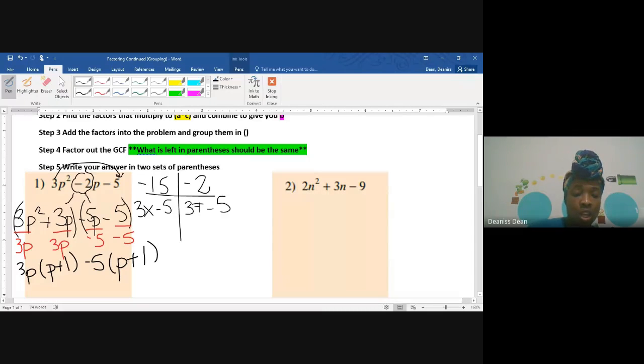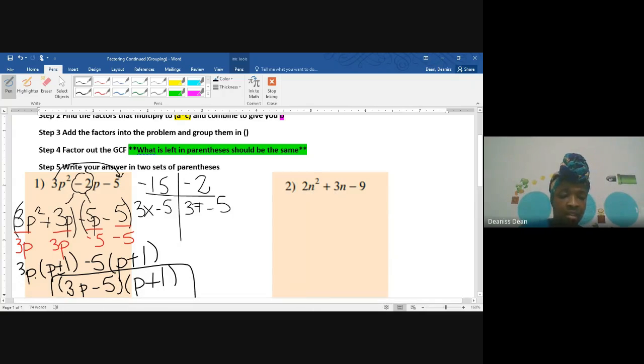So we had the same thing in parentheses. So I write my final answer. I take my GCFs and put them in one set of parentheses. So I have 3p minus 5. And I only take one of the duplicate sets of parentheses here. I don't take both of them. So I'm just going to have one of the p plus 1s. And that is my answer.